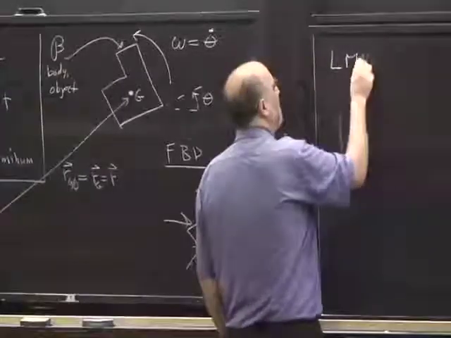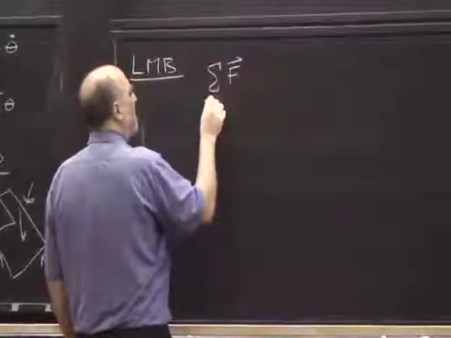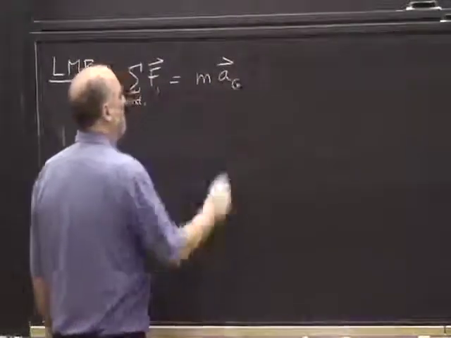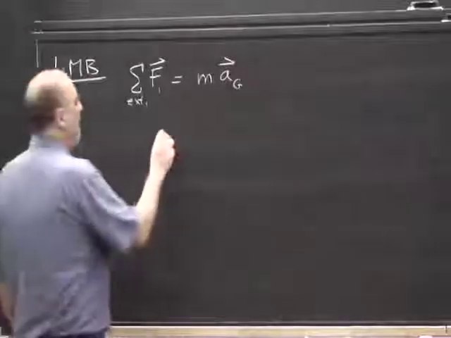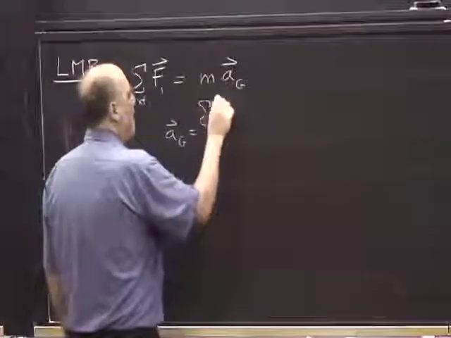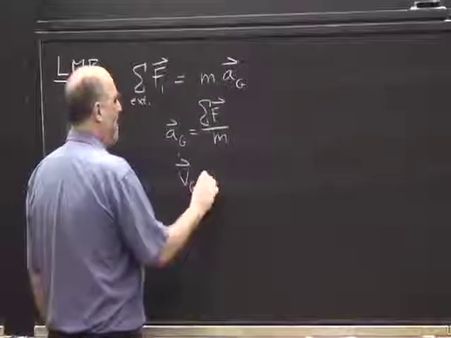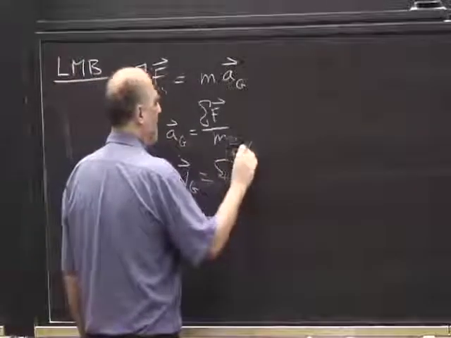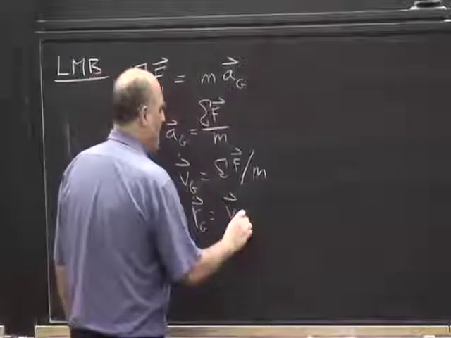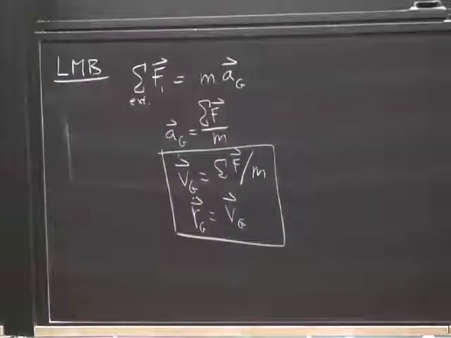What do we have? We have for this thing linear momentum balance, which says that the sum of all the forces, and it's not really all the forces, it's all of the external forces acting on this, is equal to the total mass times the acceleration of the center of mass. And if we want, we can rewrite this as the acceleration of the center of mass is equal to the sum of all the forces divided by the mass. And we can rewrite this as Vg dot is equal to the sum of all the forces divided by the mass. And then we can write R dot G is equal to Vg. And this then gives us equations from which we can calculate the motion.